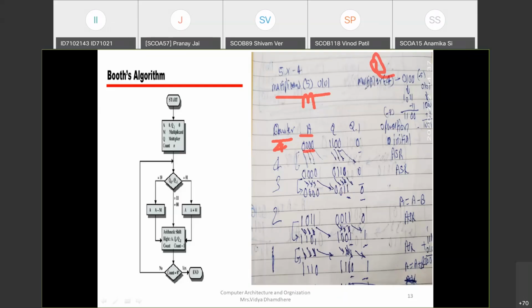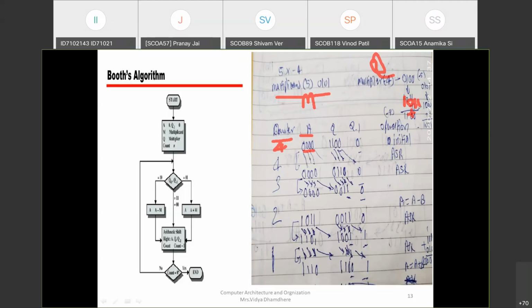The Q register is minus 4. We need to take the 2's complement of minus 4. So plus 4 is represented as 0100. First we need to take the ones complement of this: 0 is replaced by 1 and 1 is replaced by 0. So the ones complement of plus 4 is 1011. To that we are going to add 1.